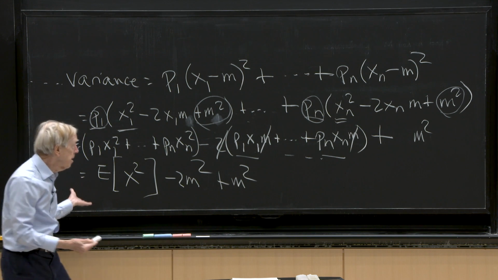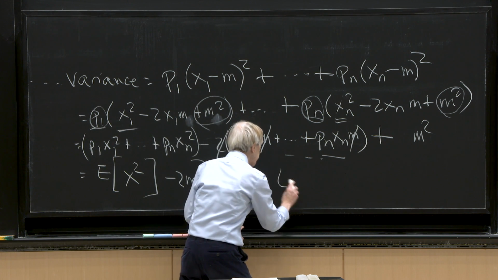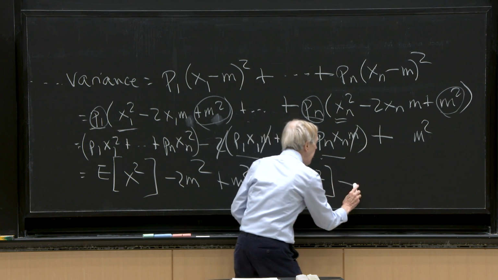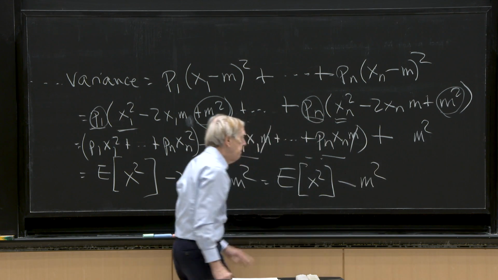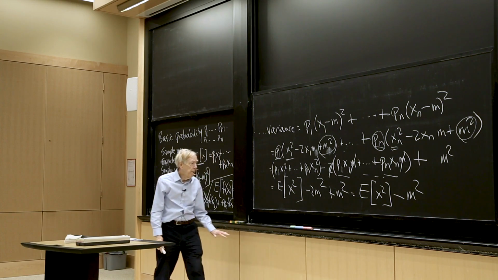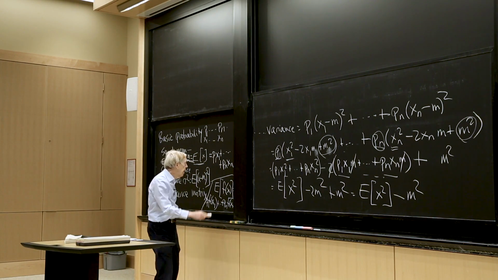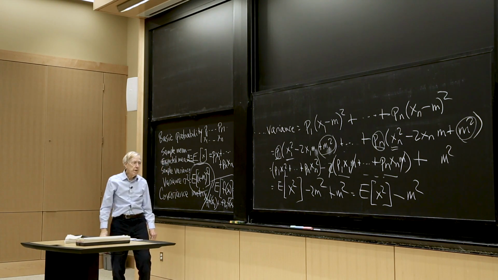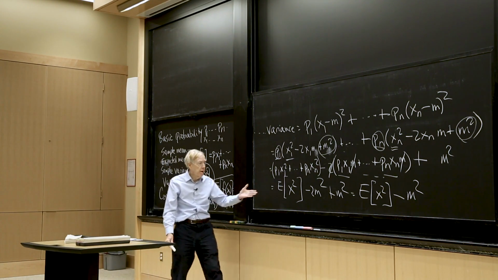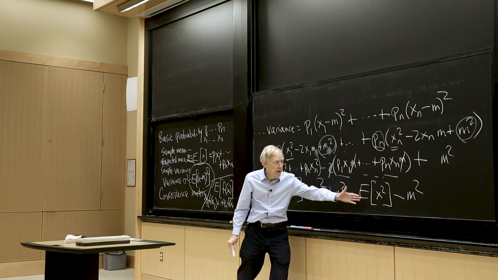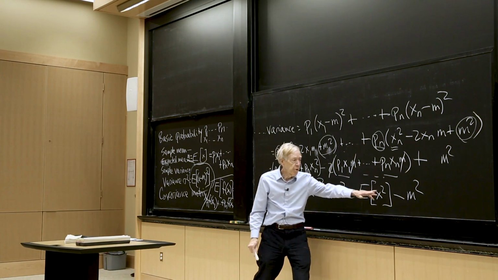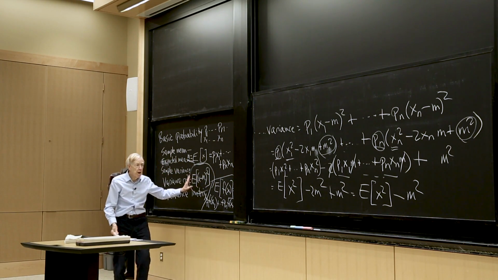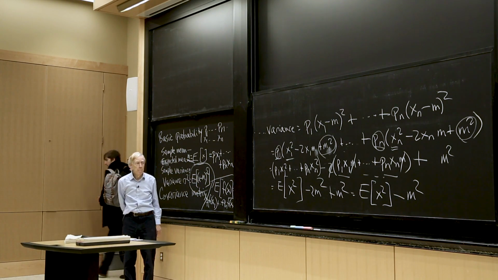So you see that it is another expression, the expected value of x squared minus m squared. Just algebra, that is the same as this. So if you happen to have a handy way to compute the expected value of x squared, you would just subtract m squared and you'd have the same as this. Yeah, it's just algebra.